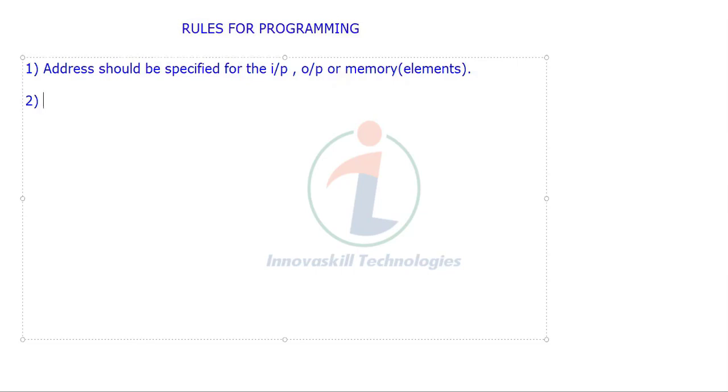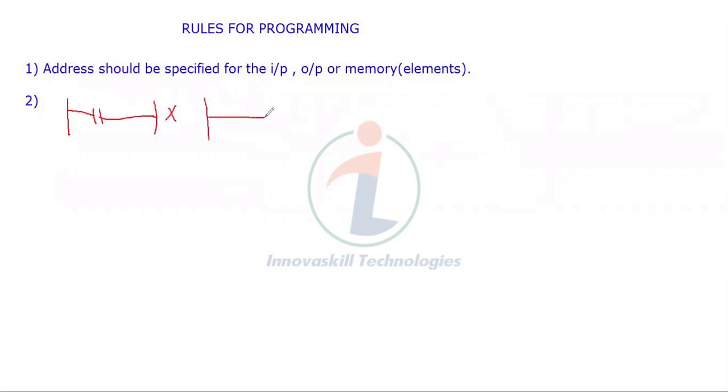Next, if you are doing the program like this, connecting only an input and ending that rung, it is an error. If you are connecting only an output in a rung, that is also wrong. There should be a minimum of one input and one output, either NO or NC. That should be in a single rung.